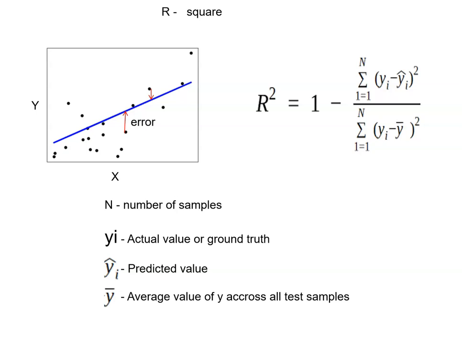This factor is then subtracted from 1. And if I talk of the range, it can be between minus infinity and plus 1. So in general, a model that gives us a value of R square close to 1 is a very good fit, and anything giving us a value close to 0 or less than that is a bad fit. So this is how we can evaluate our model using R square.